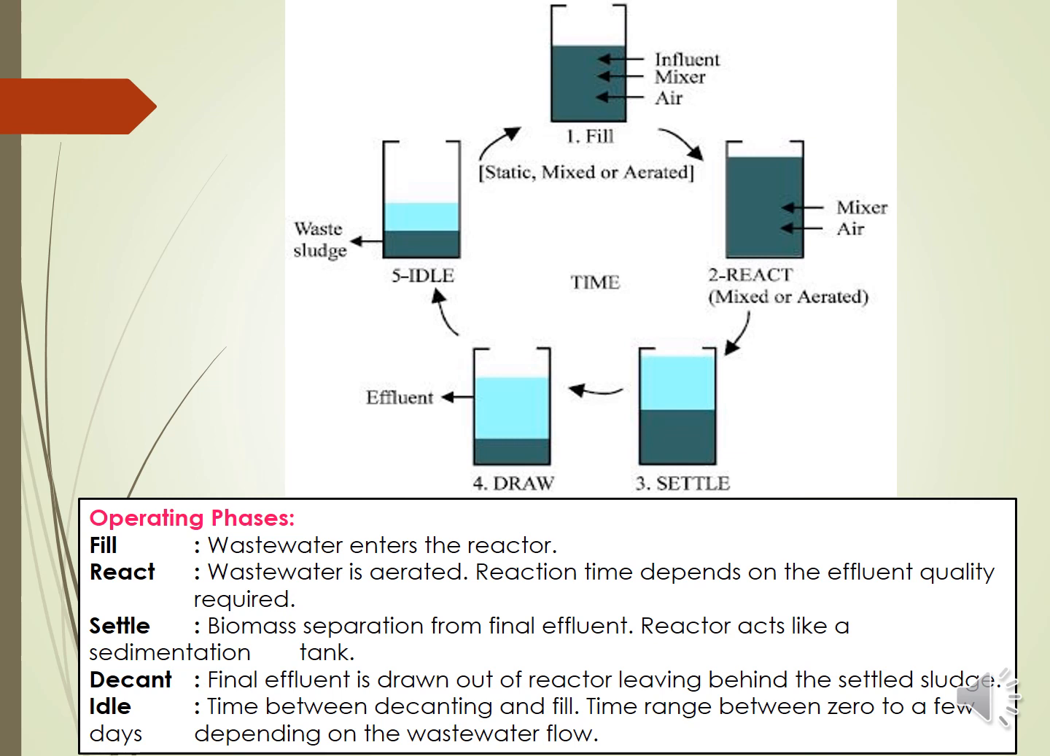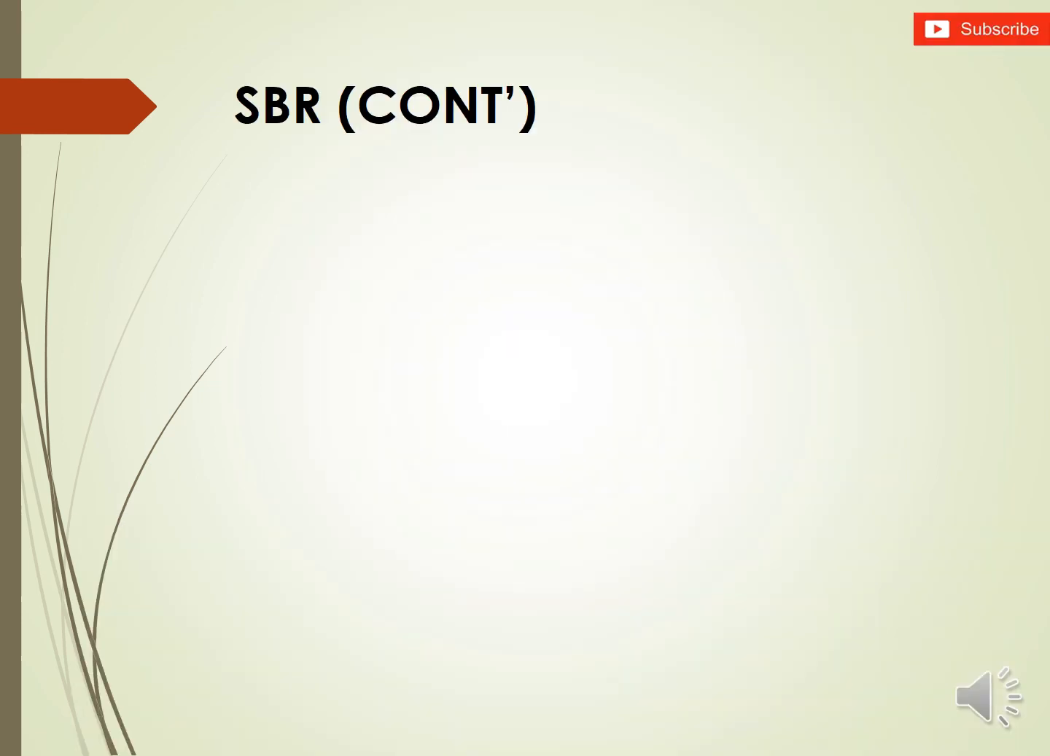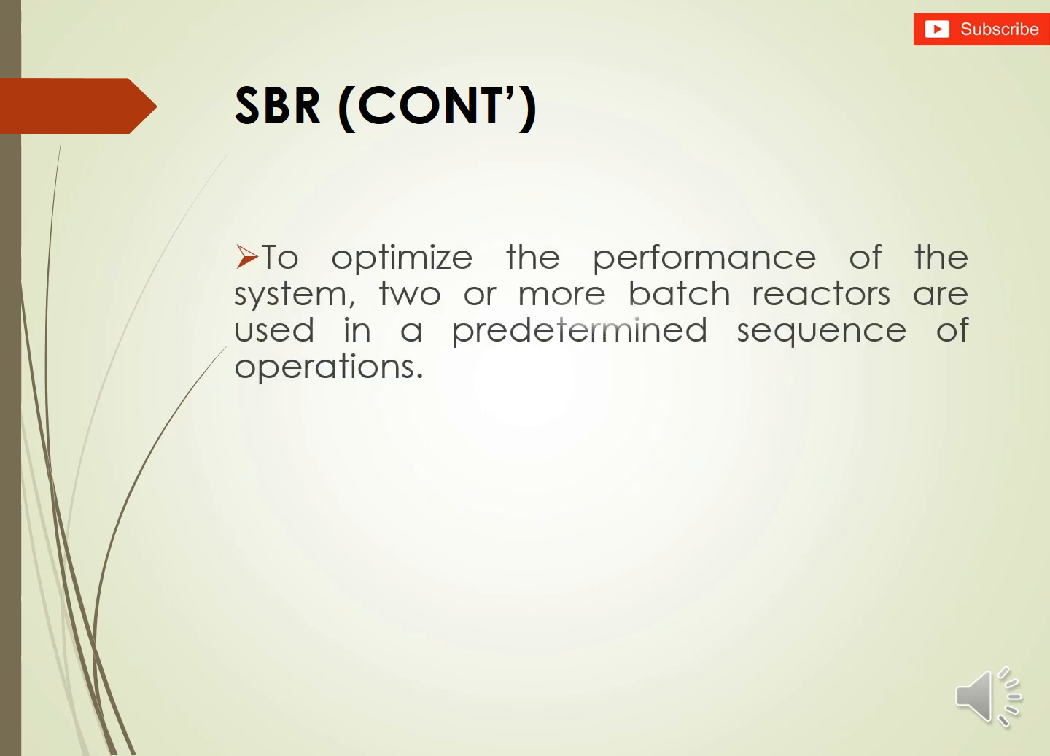So as you can see here, we have only one compartment, and I mean one unit, one tank, and all the phases are achieved through this tank. So again, this is a configuration of the conventional activated sludge system, which we only use one unit to achieve the treatment target.